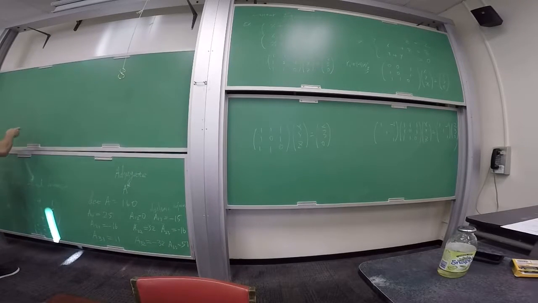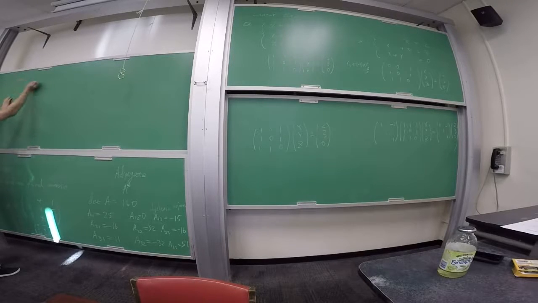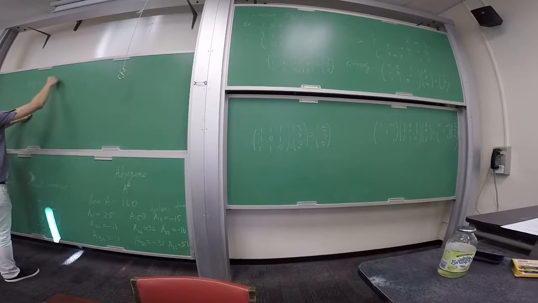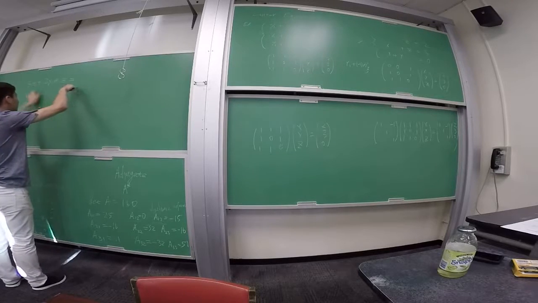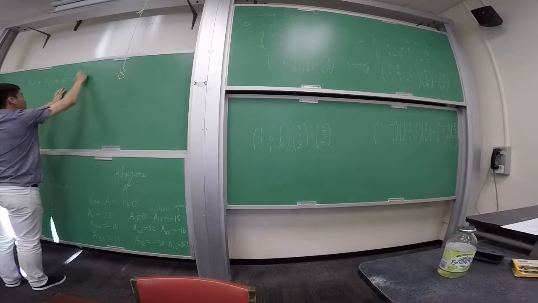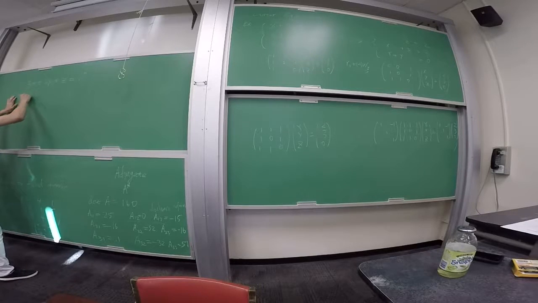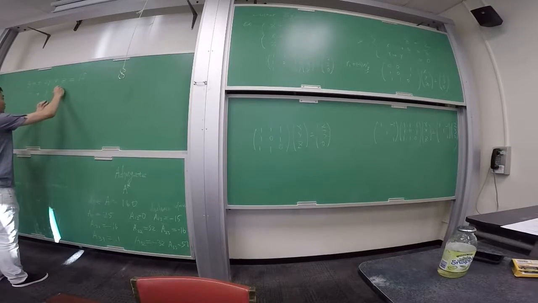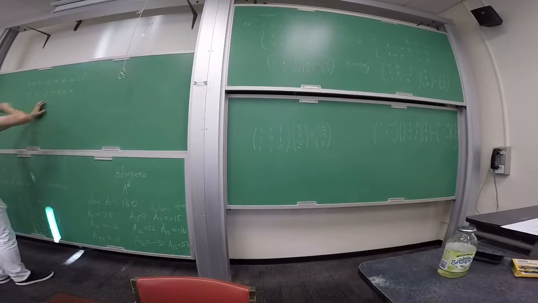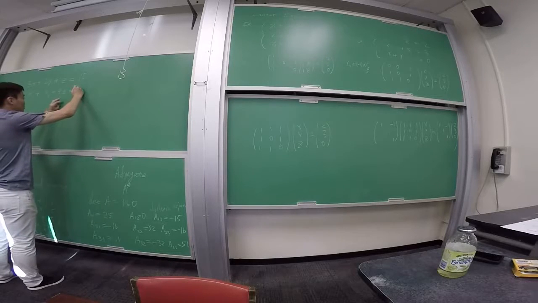Maybe let's see an example like this. Okay, let's do something maybe harder. 3x plus 2y plus z is equal to 10, and x plus y plus 4z is equal to 15.